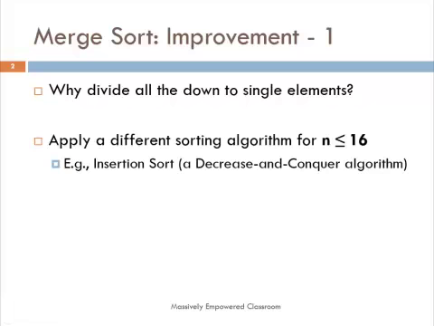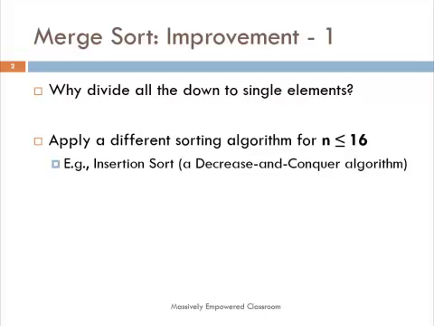So for example, the improvement suggested in your textbook by Horowitz and Sahni is to apply a different sorting algorithm when n is less than or equal to 16. So given a large array, we start dividing it, but once we have arrays that are of size 16 or less, we no longer divide them. We no longer apply merge sort. Instead, we apply another sorting algorithm. The one suggested in the book is insertion sort.